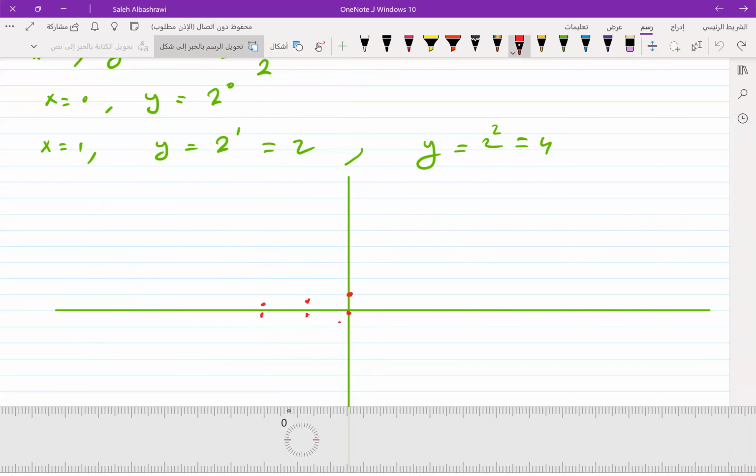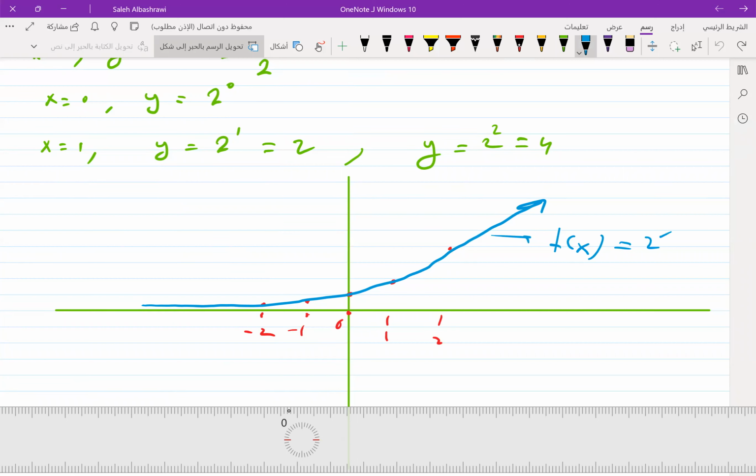The next one is 1 and 2, 2 and 4. See that the graph of this function takes this shape. Make it more nice. So this is the graph of the exponential function f of x equal to 2 to power x or y equal to 2 to power x.